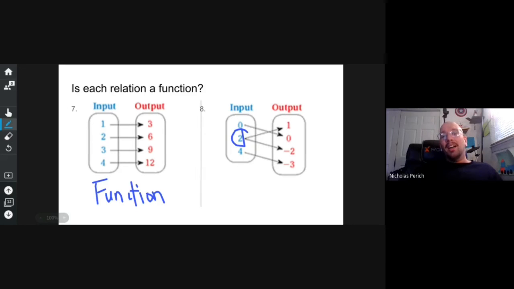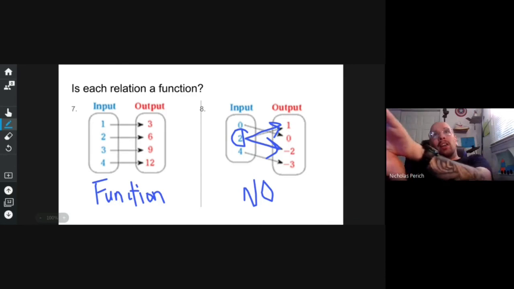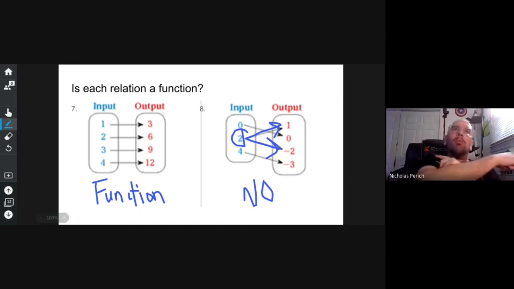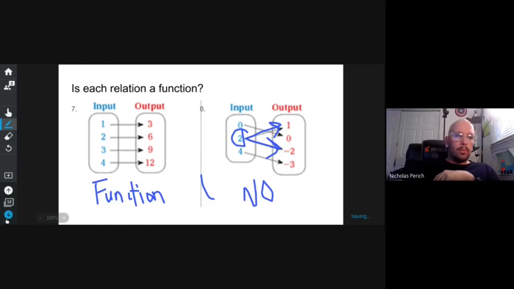But is this a function? No! This is not a function because I have an X value splitting up. Once you see the X value split up, you say no.